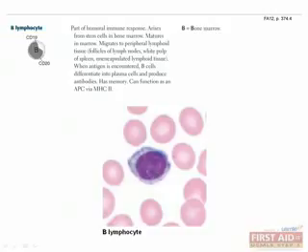B lymphocytes are a type of lymphocyte that is made and matures in the bone marrow. Their main role is to produce antibodies. Like the macrophages and dendritic cells, they can also act as antigen-presenting cells with MHC2 receptors.